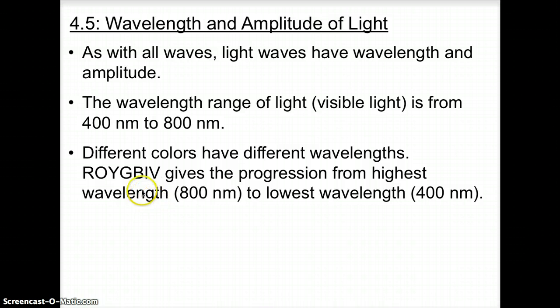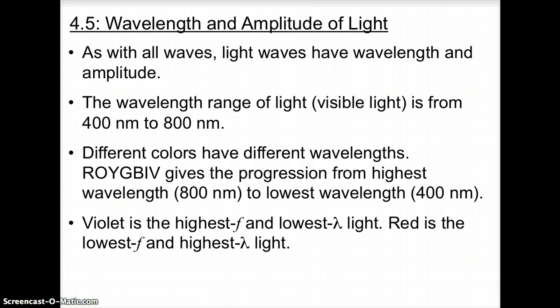The Roy G. Biv that we all know gives the progression from highest wavelength, 800, that's red, to the lowest wavelength, violet, which is 400. Violet is the highest frequency and the lowest wavelength. Red is the lowest frequency and highest wavelength. So in fact, violet is much higher energy than red light.